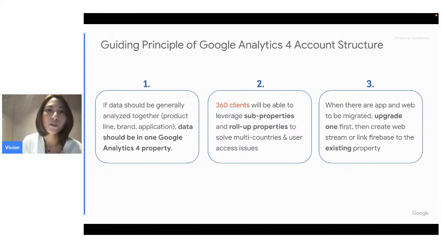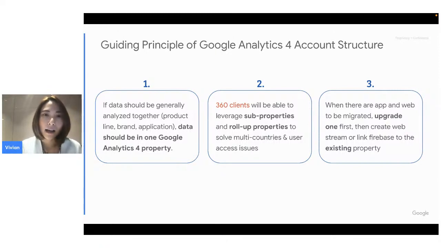But here are the 3 guiding principles I want to highlight. First is the data should be generally analyzed together. So if you have the websites that is for a certain business, even though you have subdomain or you have different localized URL, it should be all analyzed under the same property. The same string. So data should be in the one GA4 property here.